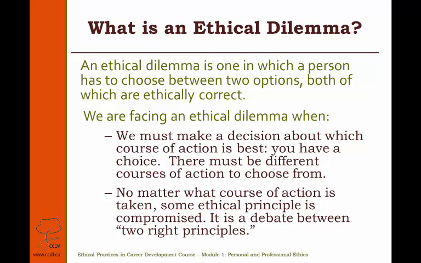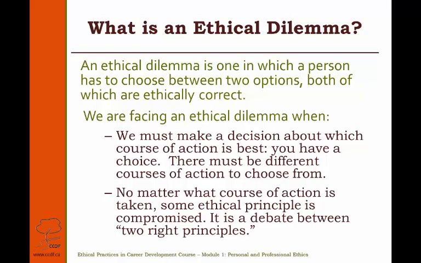Even with a code of ethics to guide us, there are times in ethical decision-making when there is no clear-cut right answer. Often the most challenging ethical decisions are those when a code of ethics doesn't give clear guidance, or when our code of ethics is in contradiction with our personal values. These are referred to as ethical dilemmas. Let's look at some of the elements that make up an ethical dilemma. An ethical dilemma is one in which a person has to choose between two options, both of which are ethically correct. We know we're facing an ethical dilemma when we must make a decision about which course of action is best. We have a choice.